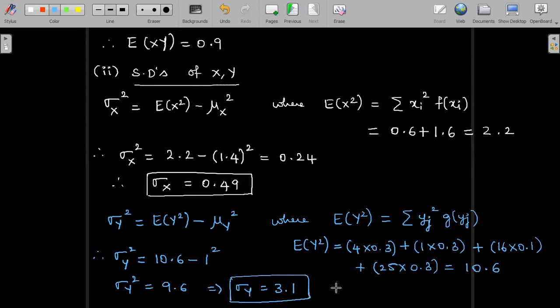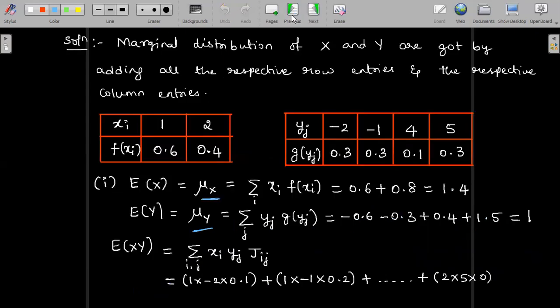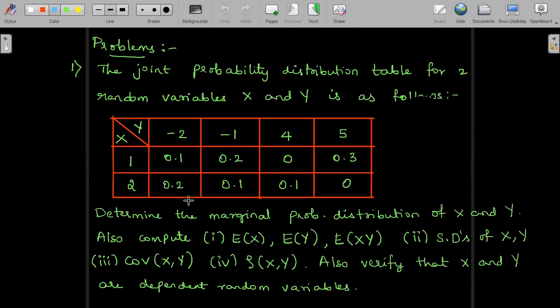So the second part of the problem was to find out the standard deviation of x comma y. So we have found out sigma x, sigma y. Now the third part of the problem is to find out covariance of x comma y and fourthly correlation of x comma y. Covariance followed by correlation, the third and the fourth part of the problem. So let us now do the third one, covariance of x comma y.